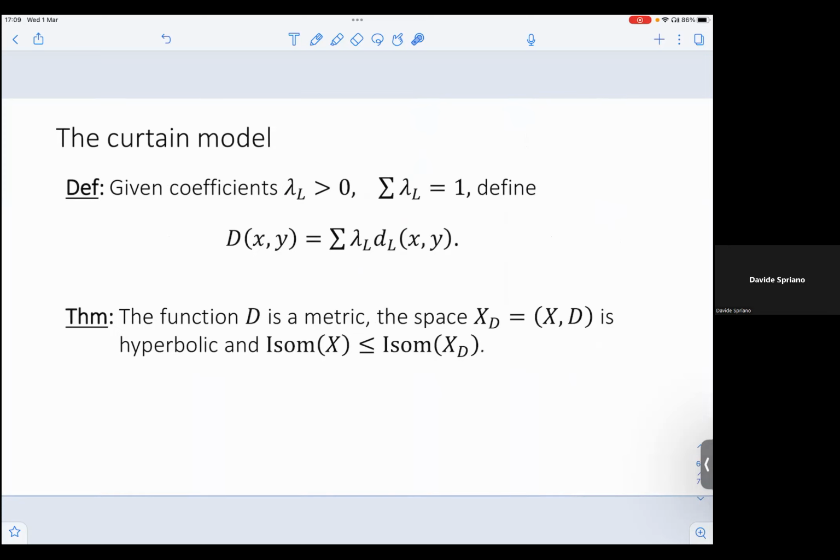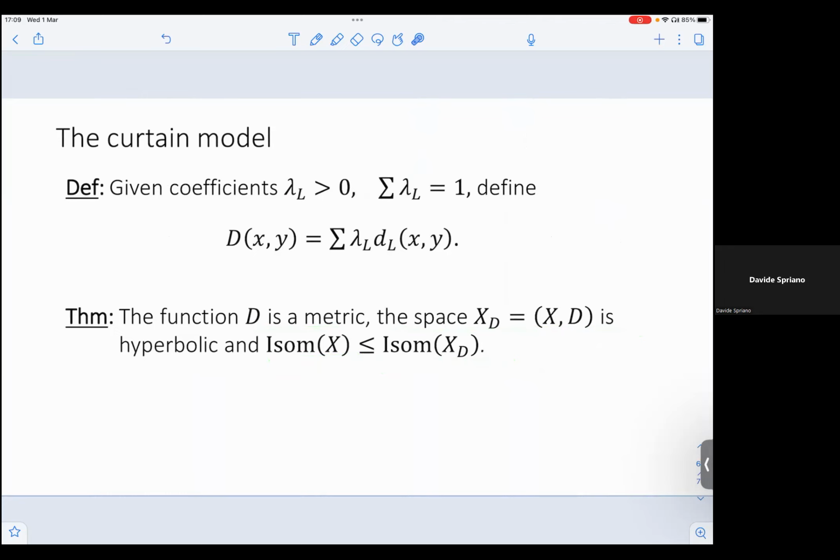And the theorem, again, is that this function is a metric, this space is hyperbolic, and each isometry of your original space is an isometry of the new space. Okay? So I'm almost at the end. This is how you define these spaces. And now I spent a lot of time on the construction. Let me finally tell you some theorems.